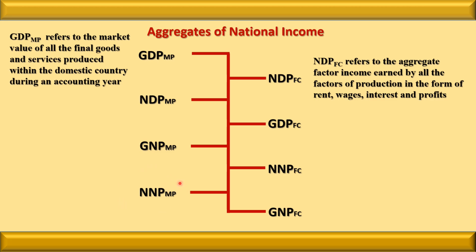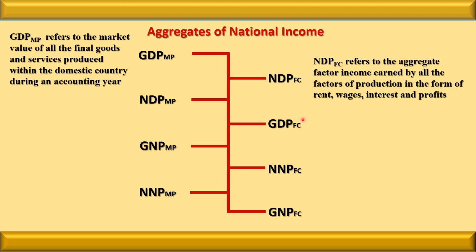To find out this NNP-MP, what we have to do, we have to make changes in the N and we have to make changes in the N. First pair and the second pair has to be changed. So what will be the definition? The definition will be, it refers to the market value of all final goods and services produced within the domestic territory during the accounting year, excluding depreciation and including NFIA. I hope the definition is clear.